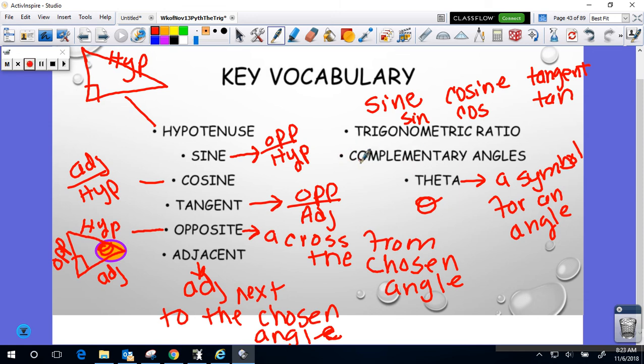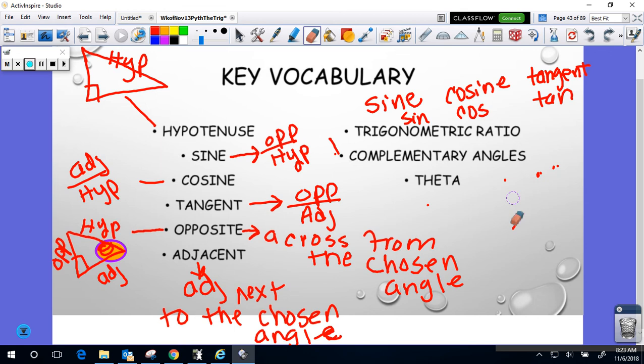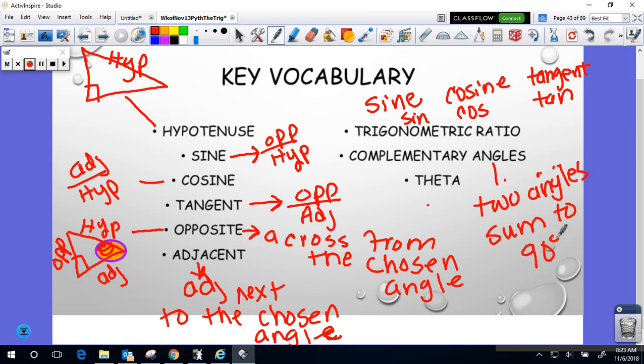Complementary angles, I'll dig more into that as we move on. I'll go ahead and tell you this. Complementary angles means when two angles add to equal 180. I am going to erase the definition for theta so I can have some room to write. So complementary means when two angles sum or add to, not 180, sorry guys, 90 degrees. My bad. Supplementary means the two angles add to equal 180, but complementary means when the two angles sum to equal 90.